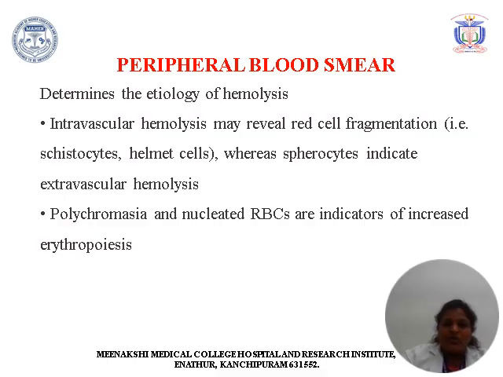Polychromasia and the presence of nucleated RBCs are indicators of increased erythropoiesis. Why is there increased erythropoiesis? When there is reduced or senescent RBCs or RBC destruction, the kidney tries to produce the hormone erythropoietin to compensate for the loss, and there is increased erythropoiesis.